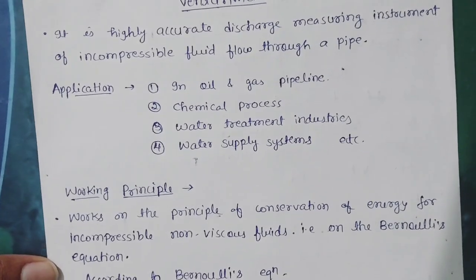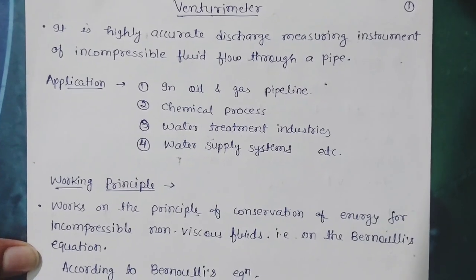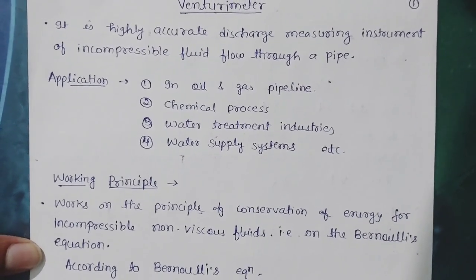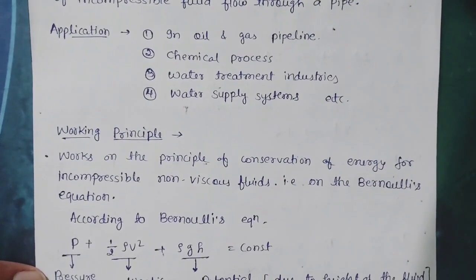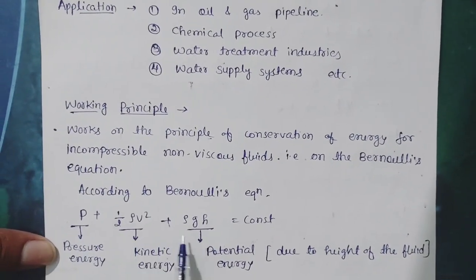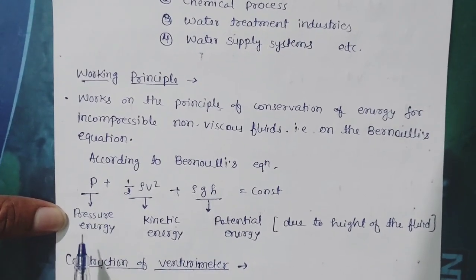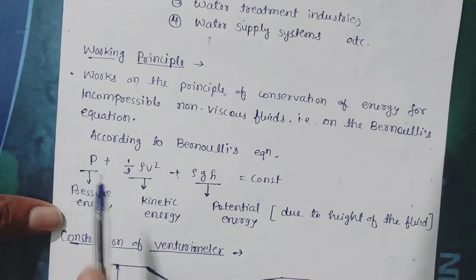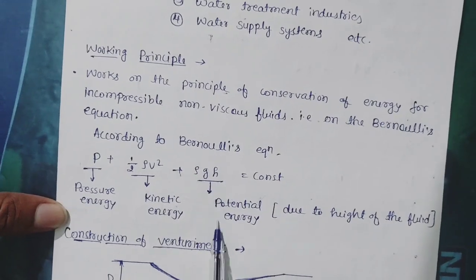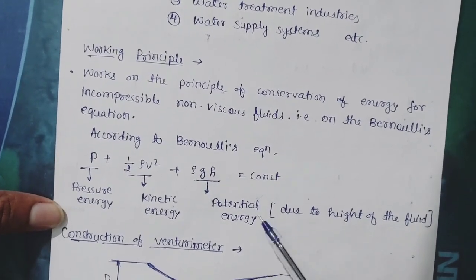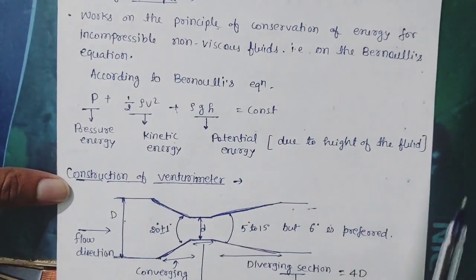And what is the principle on which the Venturimeter works? The Venturimeter works on the principle of conservation of energy for incompressible non-viscous fluids, that is, on the Bernoulli equation. According to the Bernoulli equation, P plus half rho v square plus rho g h is equal to a constant. This is the energy of a fluid that will be constant. So P is the pressure energy, half rho v square is the kinetic energy, and rho g h is the potential energy, means the energy due to the height of the fluid is potential energy.